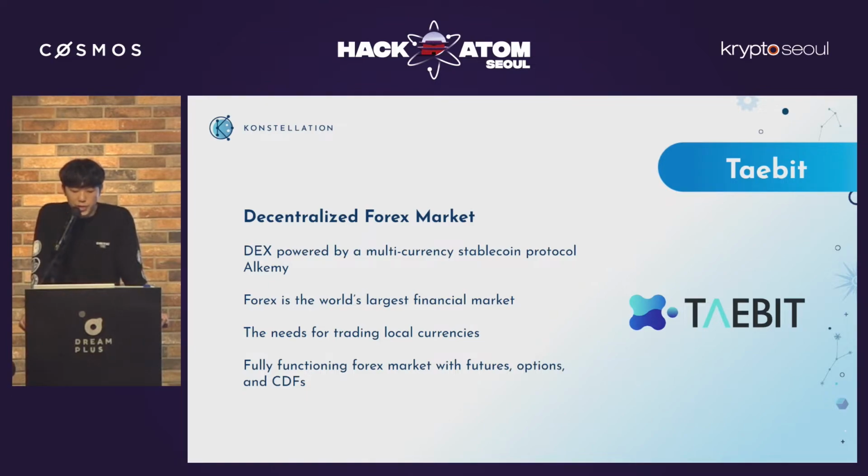So first one is Tabit. Tabit is a decentralized forex platform powered by a multi-currency stablecoin protocol called Archimedes. Basically, forex is the largest financial market in terms of daily trading volume, but it hasn't largely been connected to the Web3 world yet, I would say.